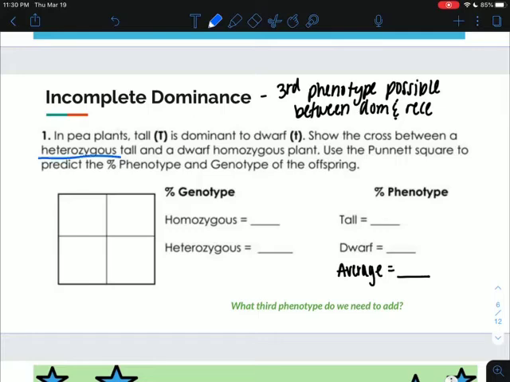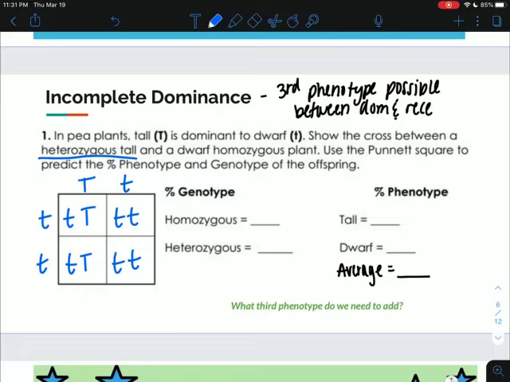Pause. All right, so heterozygous tall, we're going to put capital T, lowercase t. Dwarf homozygous, lowercase t, lowercase t. All right, so filling out my Punnett square here. I've got my lowercase, I've got my capitals, and then finally my lowercase.